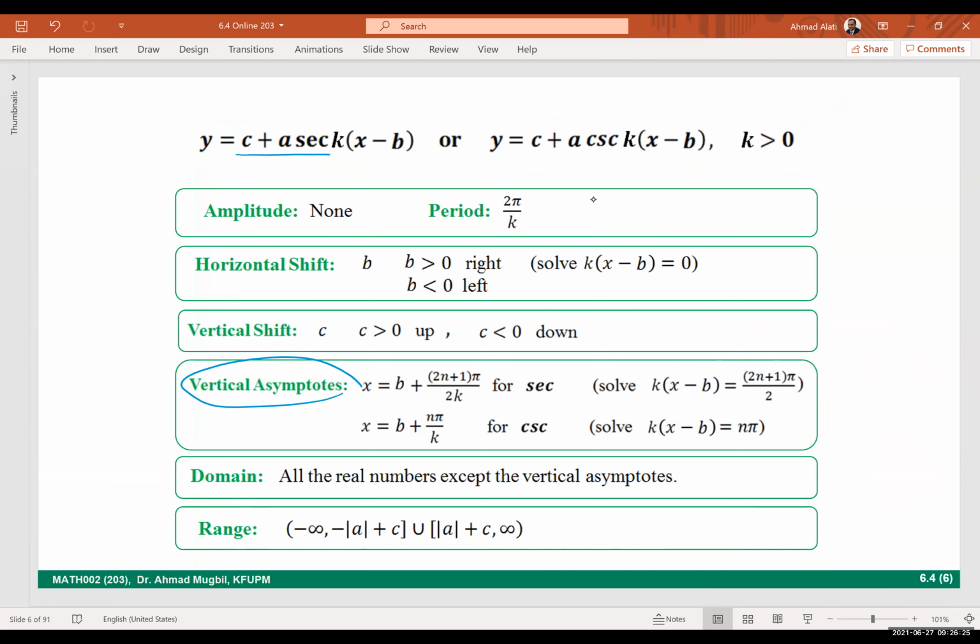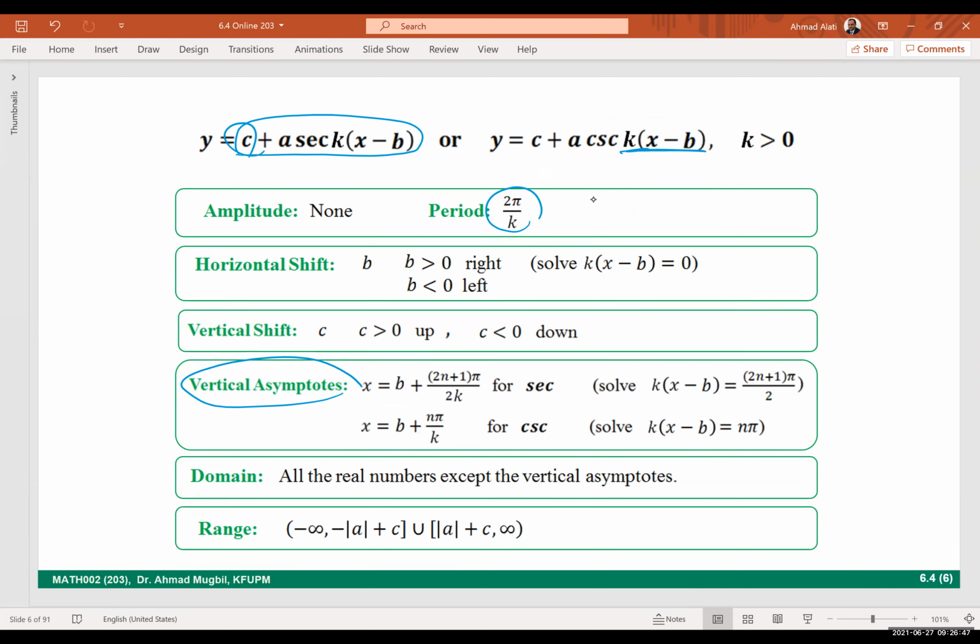So if you have all the transformations, all the kinds of shifting and reflecting and stretching or whatever, how to find the period: it is 2 pi over k. K is the coefficient of x. If you want to find the horizontal shift, put what is inside equal to 0 and solve it for x. The vertical shift is c.